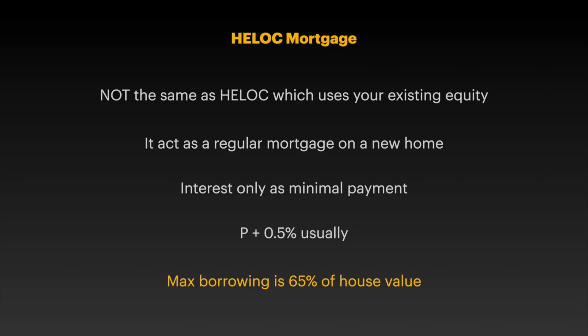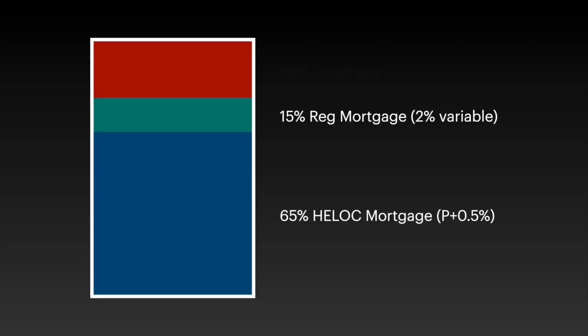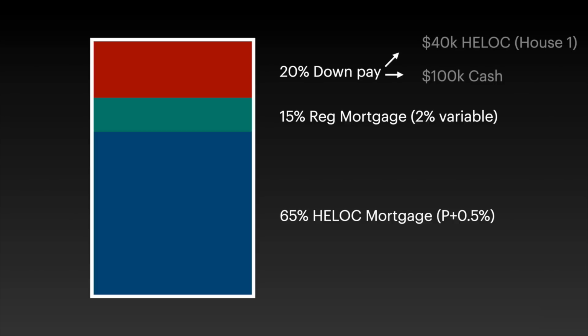So if the client qualifies for the maximum, then the setup will look something like this. 65% of the house will be a HELOC mortgage, 15% will be a regular mortgage just like the one she's going to get, and then 20% will be her down payment, which inside currently consists of 100k cash, plus 40k equity from the first home. Now with this setup, this is what the cash flow is going to look like.